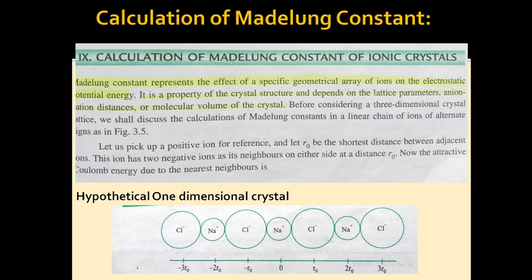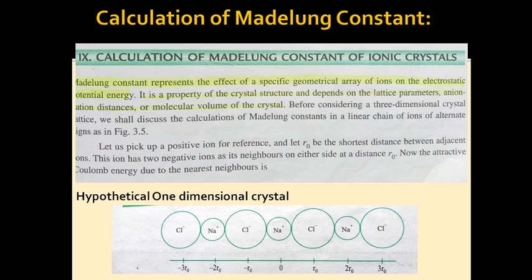Madelung is the name of a scientist, and he proposed the very first model to calculate the energy proportionality constant for ionic crystals. As mentioned here, it is a property of a crystal structure, and it strongly depends on the lattice parameter, the anion and cation distance, or the molecular volume of the crystal.